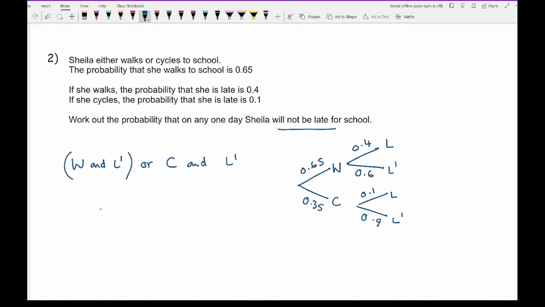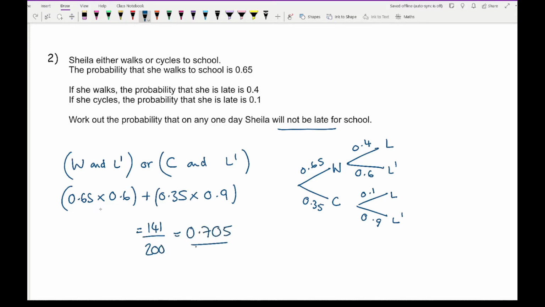Converting this into the probabilities, I've got 0.65 times 0.6 plus 0.35 times 0.9. And for this, all I need to do is put this into my calculator. So I've got 0.65 times 0.6 plus 0.35 times 0.9, and that gives me an answer of 141 over 200, which as a decimal gives me 0.705. So any of those two answers would be absolutely fine.